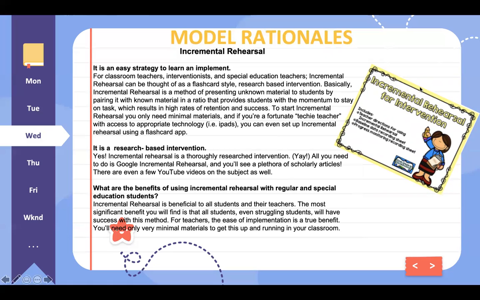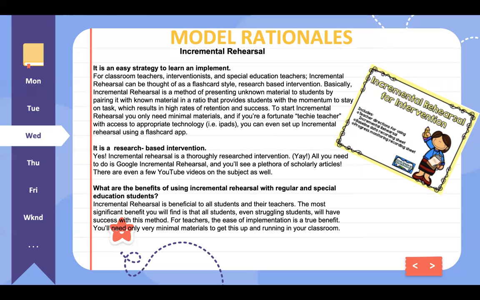To start incremental rehearsal, you only need minimal materials. And if you're a fortunate tech teacher, meaning you're high on technology, with access to appropriate technology such as iPads, you can even set up incremental rehearsal using a flashcard app. Incremental rehearsal is research-based. It is one of the interventions that we use across the district for Fulton County Schools as an approved intervention. Extremely easy, and it can definitely be used, like I said, for both reading and math.